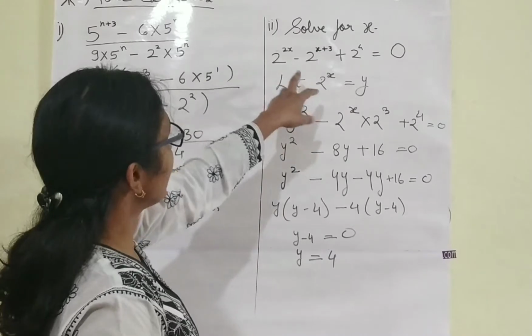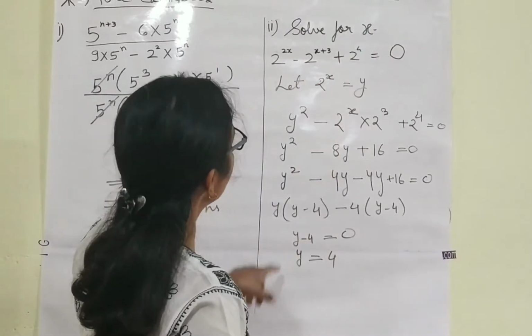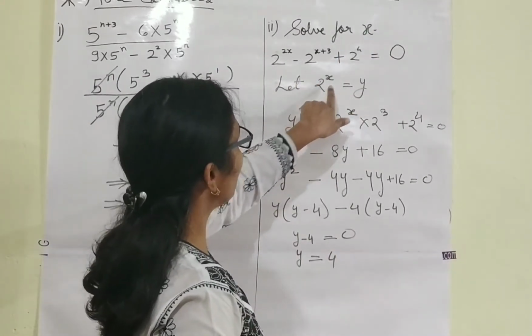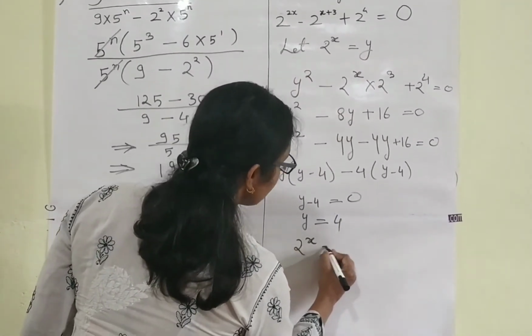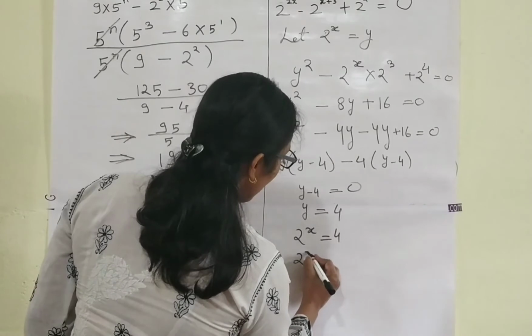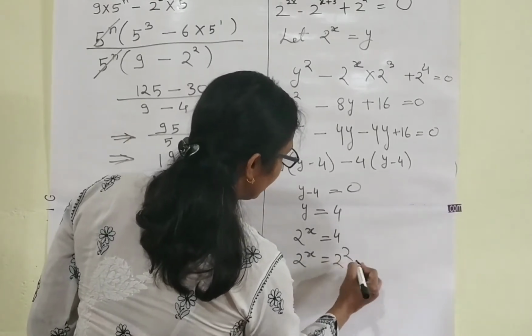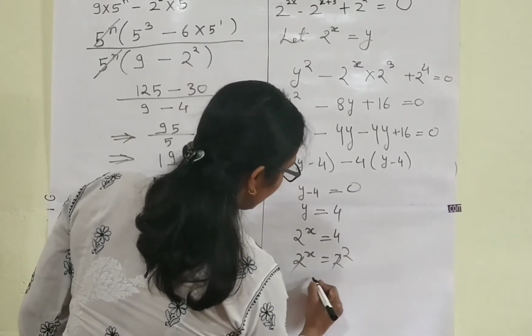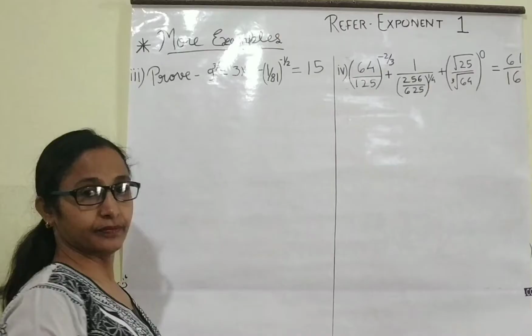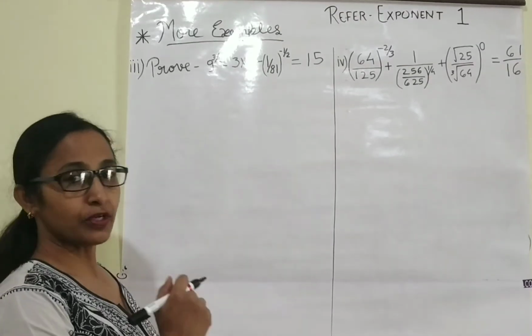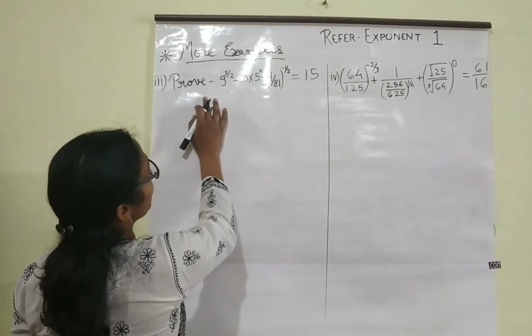But we have to find the value of x and we have taken 2 power x equals y. So it will become 2 power x equals 4, 2 power x equals 2 power 2. Bases are the same, so x equals 2. It is our answer. Next question is to prove.